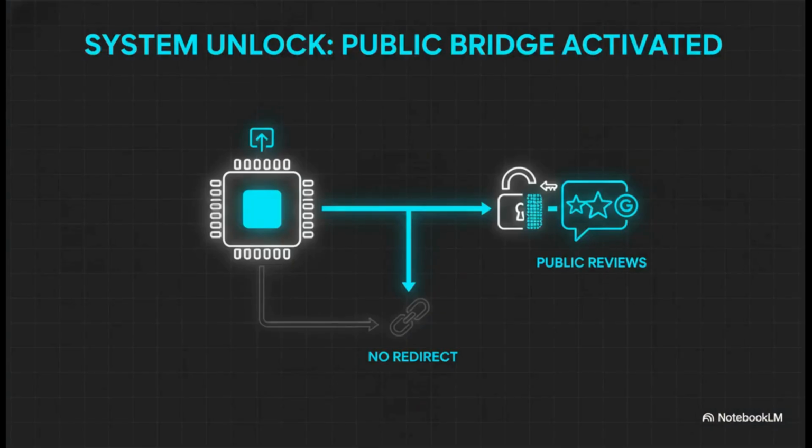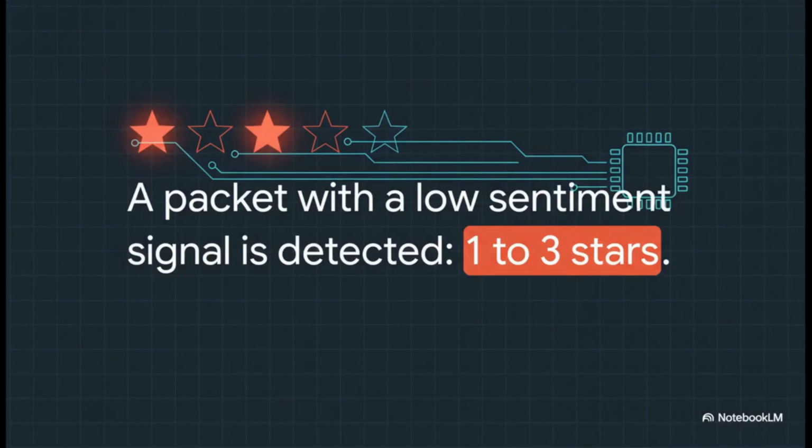The processor's logic confirms that high rating, and because of that, boom! It unlocks the bridge to that public Google Place ID endpoint. The customer gets seamlessly guided to share their awesome experience with the world. Mission accomplished. Okay, now let's watch a second packet enter the system.